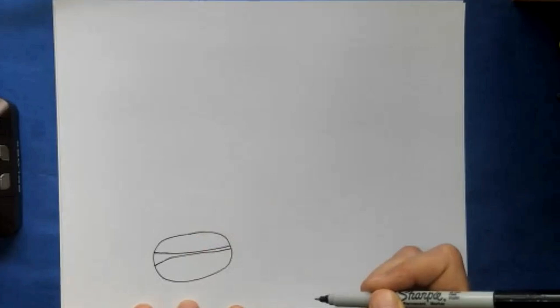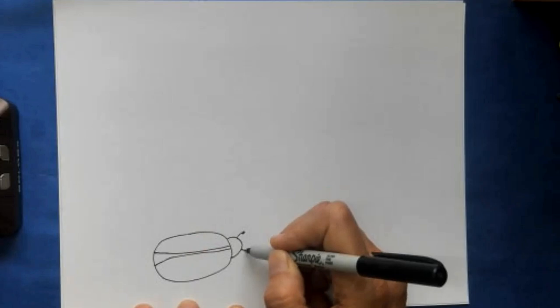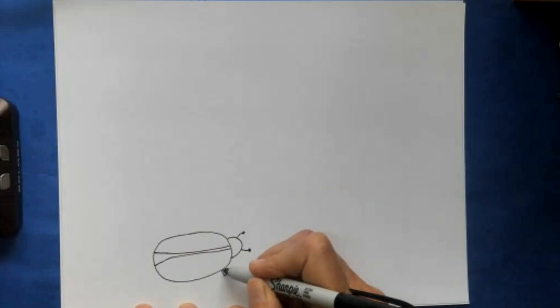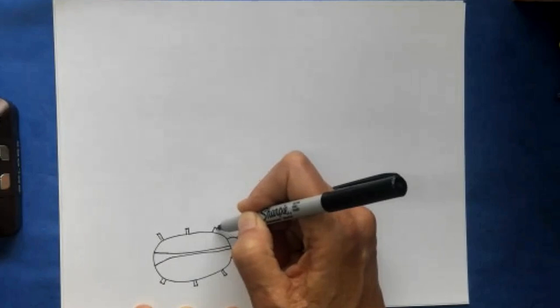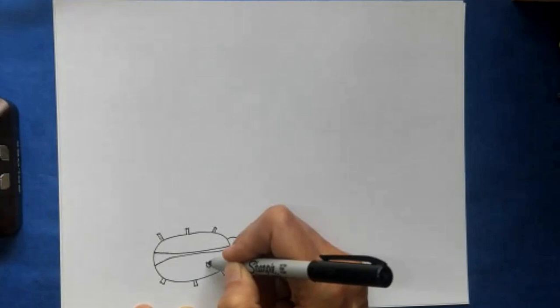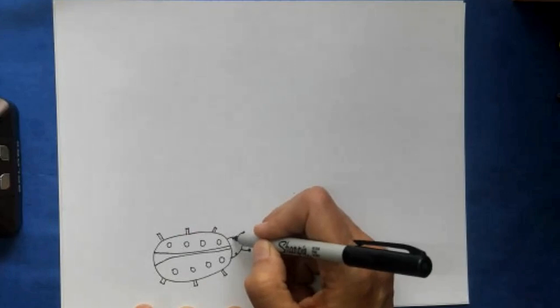Now we have our shell. Let's make a head, just a half circle. We could make some antennas. And ladybugs have 6 legs. So let's make some rectangle legs. We will use repetition. Rectangle, rectangle, rectangle, rectangle. And then let's also make some spots. We will repeat circles over and over again to make our ladybug spots. And if you want to add some eyes, you could add some eyes too. We have our first insect.